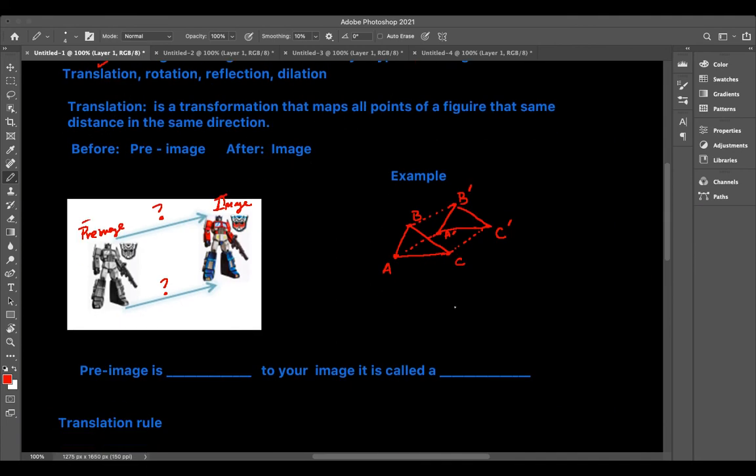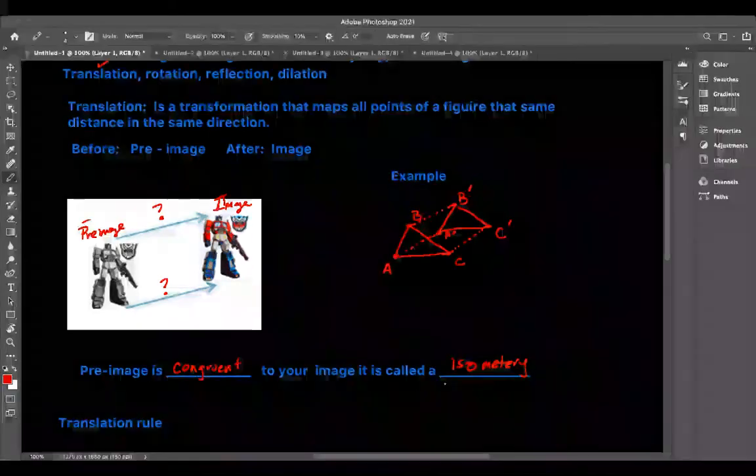All right, so moving on. A couple things to know about the pre-image: the pre-image is always going to be congruent. We already said that, but the pre-image is always going to be congruent to your image. But it has a specific word. It's called isometry. I always said that wrong. Isometry. So that basically means that the pre-image is always going to be congruent to your other image.